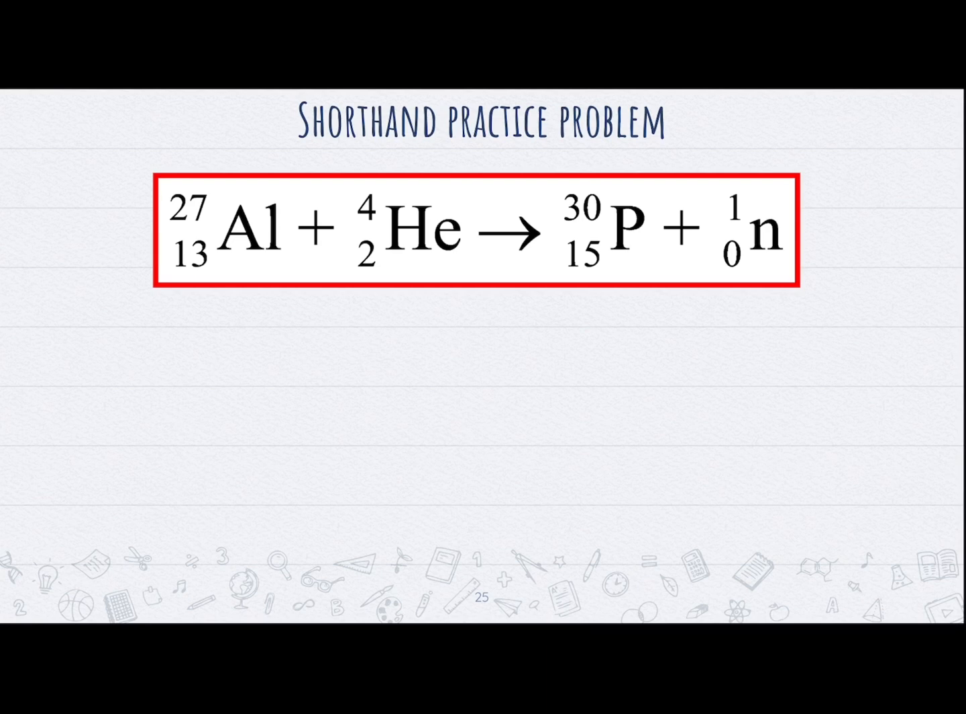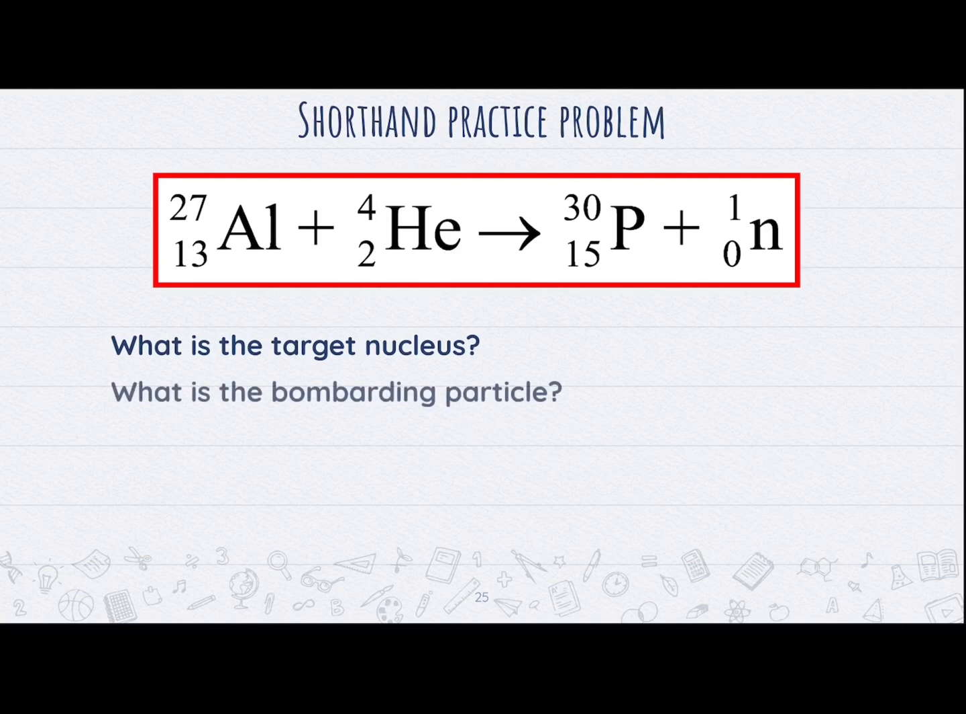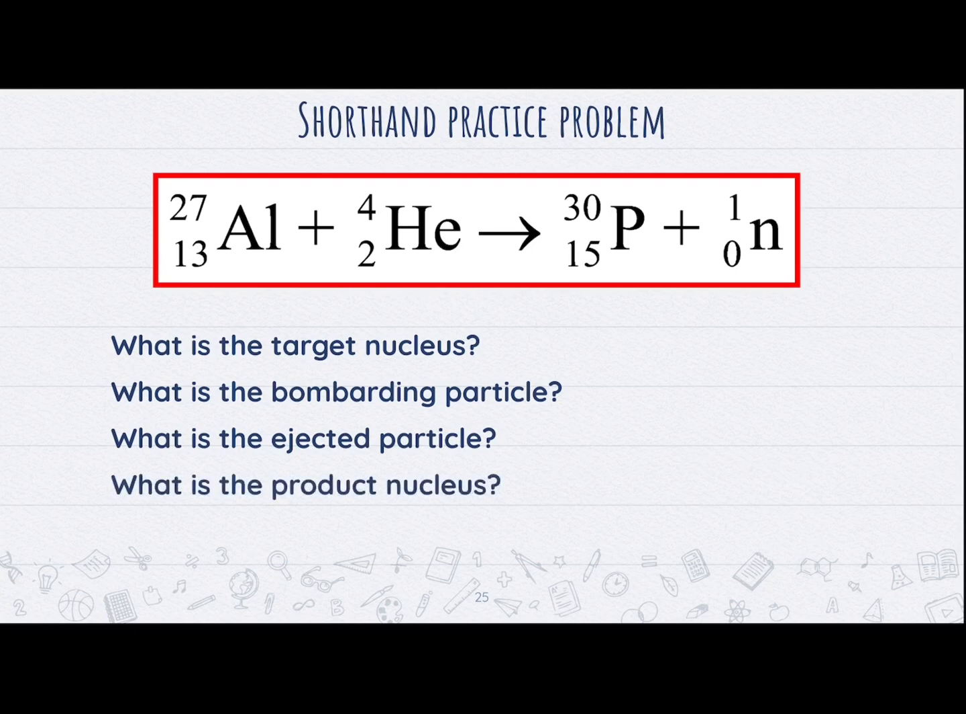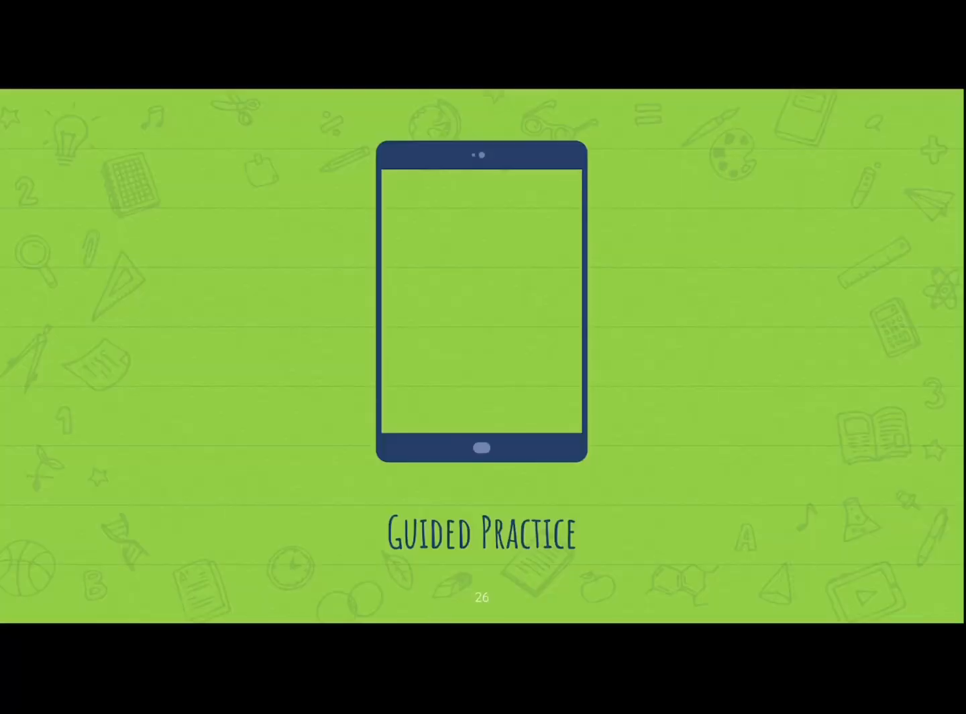Okay, here's a shorthand practice problem. We can go ahead and figure out the target nucleus, which is whatever the radiation is not. So helium is an alpha radiation, so we're going to look at the aluminum. That's my target nucleus. My alpha particle, or my bombarding particle, is going to be the alpha, which is the helium. Ejected particle is going to be this neutron, and the product nucleus is whatever element you have left over, so it's going to be phosphorus.